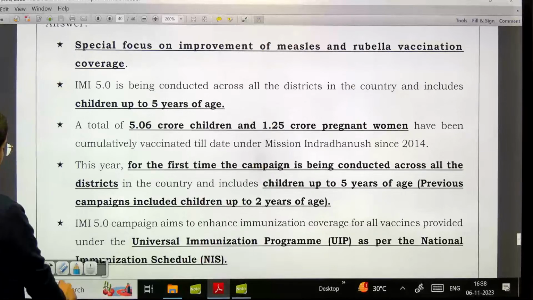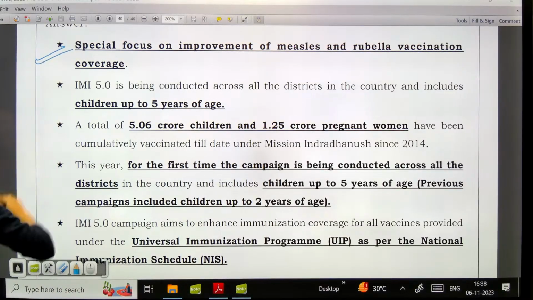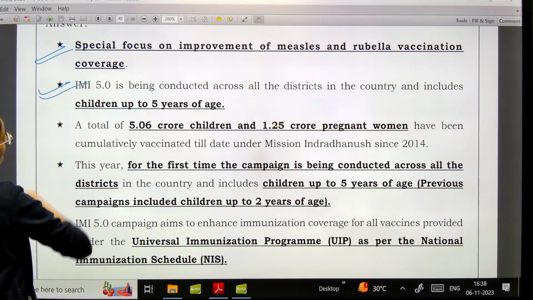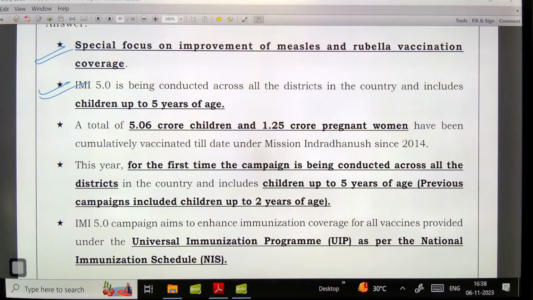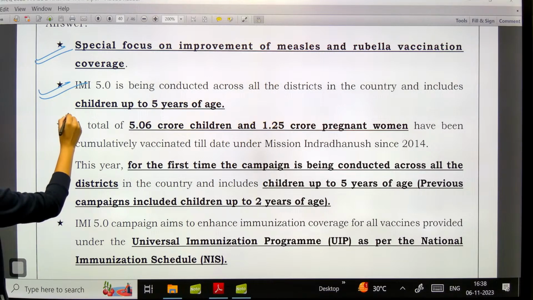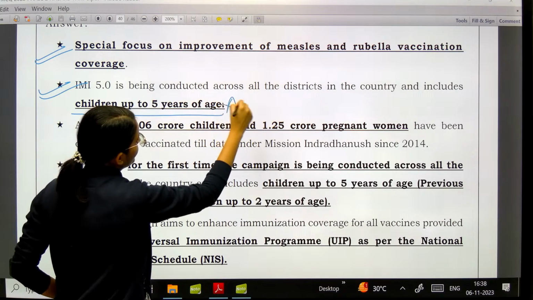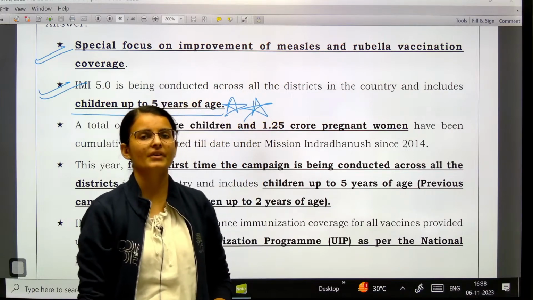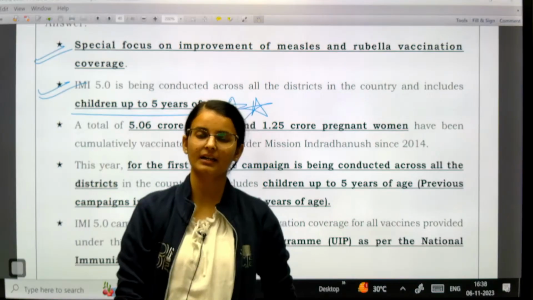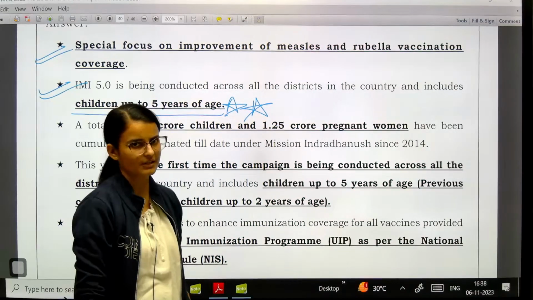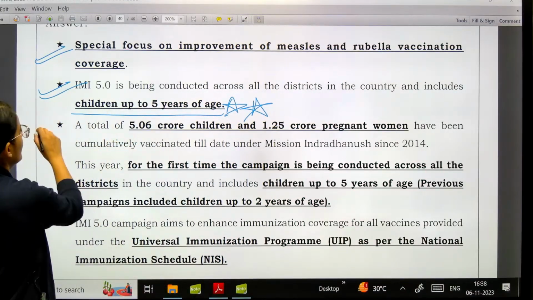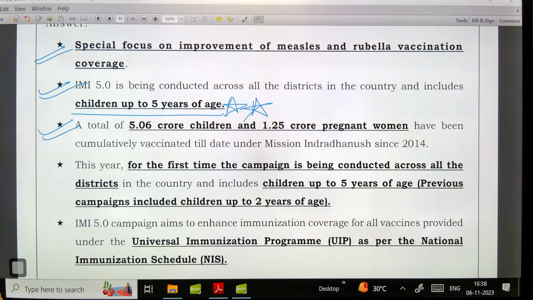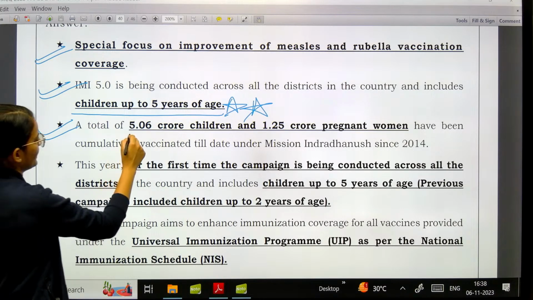Let's look at the details. Special focus on improvement of measles and rubella vaccination. IMI 5.0 is being conducted across all the districts and includes children up to 5 years of age, and this has been done for the first time. Earlier, children up to the age of 2 years were covered.